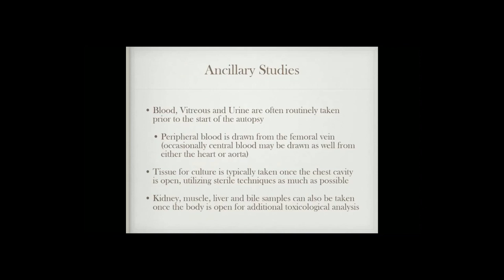It's likely that the first tissue you'll obtain for autopsies will be for ancillary studies. Nearly every autopsy will take blood samples regardless of whether any toxicology testing is done or not. The most common site for obtaining blood is peripherally at the femoral vein, but on occasion, central blood can be sampled from the heart or aorta. Vitreous fluid and urine are also often collected at the start of the autopsy as well.